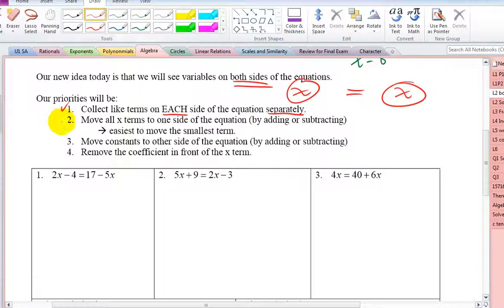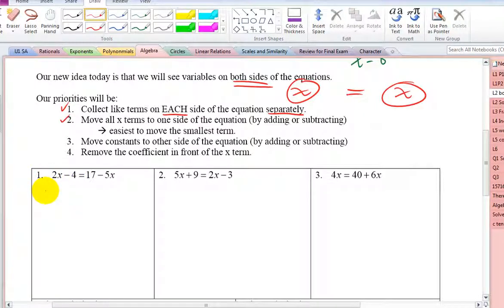Question number 2. Move all x terms to one side by adding or subtracting. Easiest to move the smallest term, but you don't have to. So 2x and negative 5x. Which one should we move? Which one's smaller? Negative 5. Does it matter? No. So vote. If you want to move the negative 5, put your hands up. If you want, okay, 2x it is, we move.